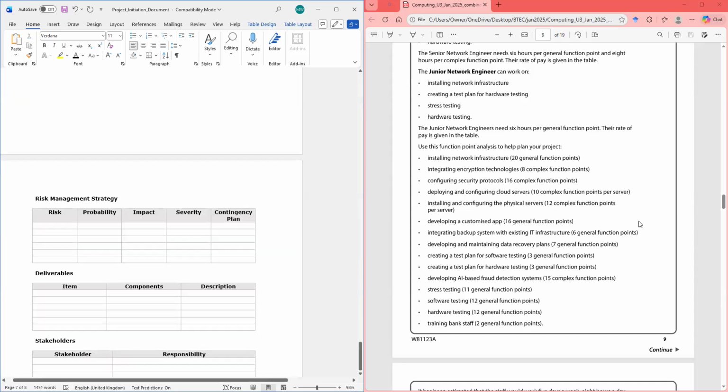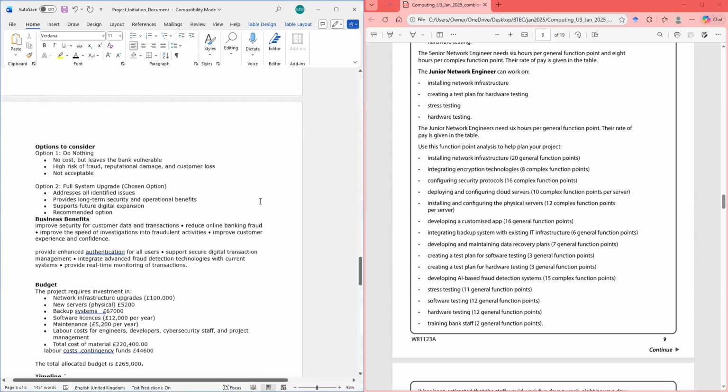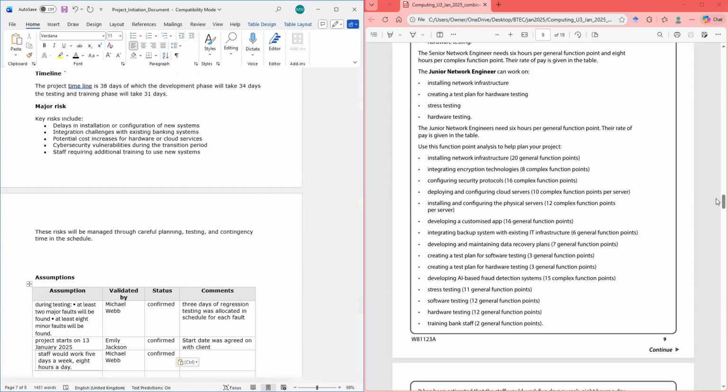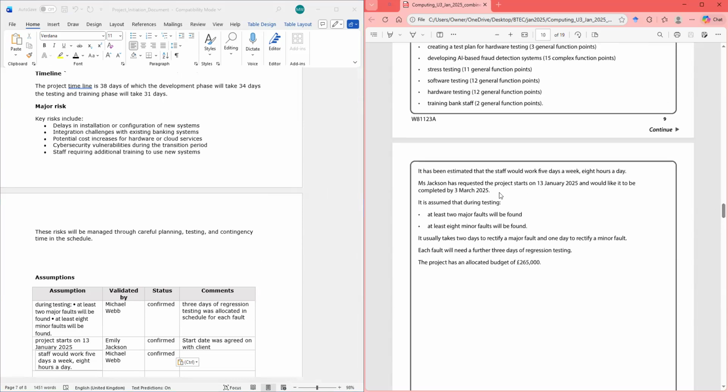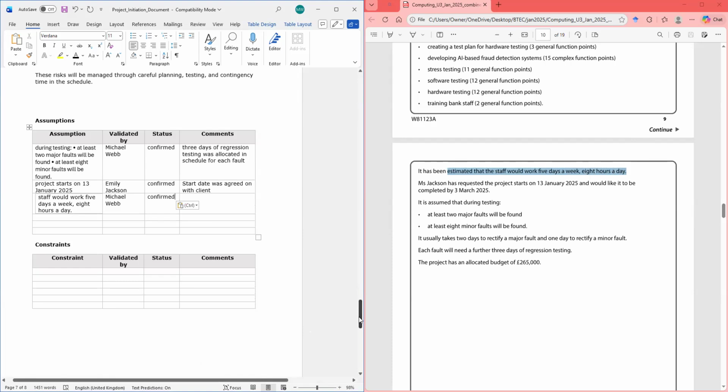And where did I get this? Forgot to explain where I got this from. I got this from here, down here. It is estimated. Estimation is an assumption. You're estimating it. So I would be doing that. It is estimated that the staff will work that time because I am responsible for the timing of the job, right? And how would I confirm this?